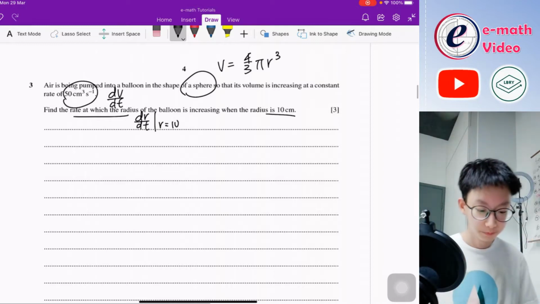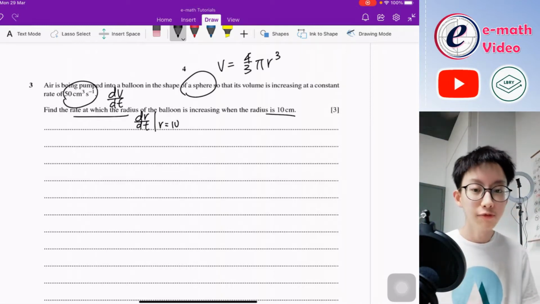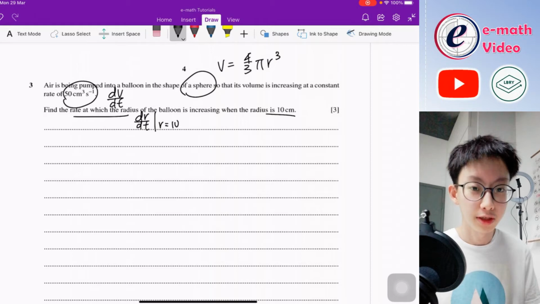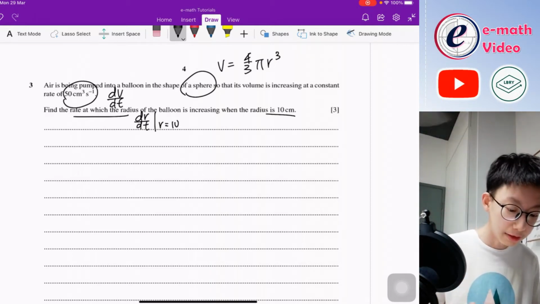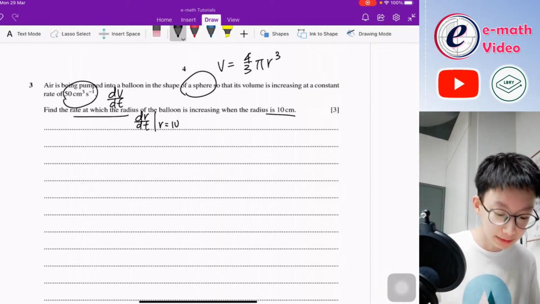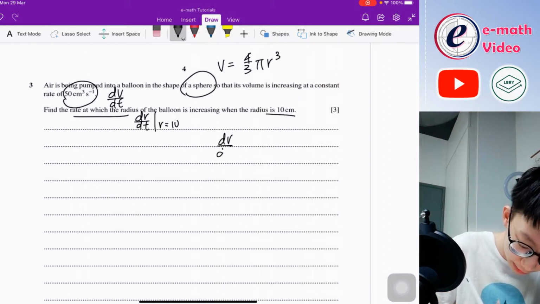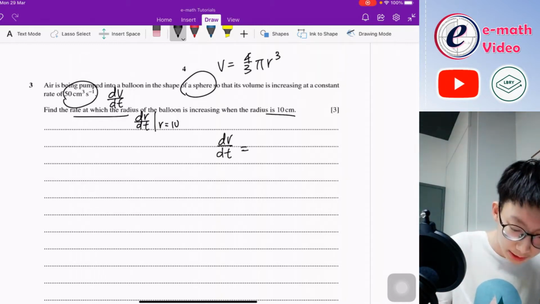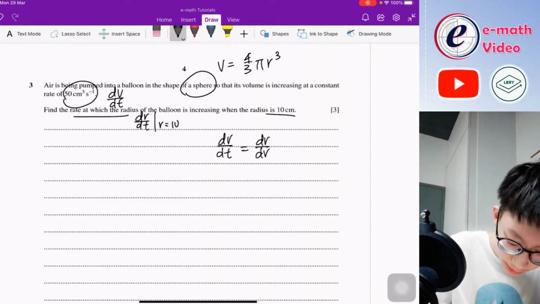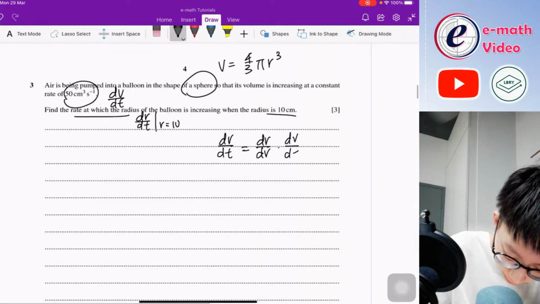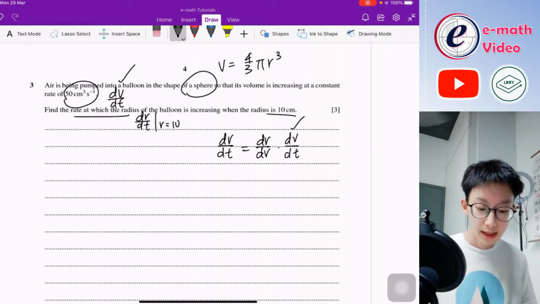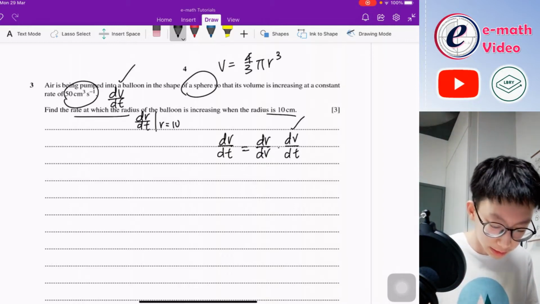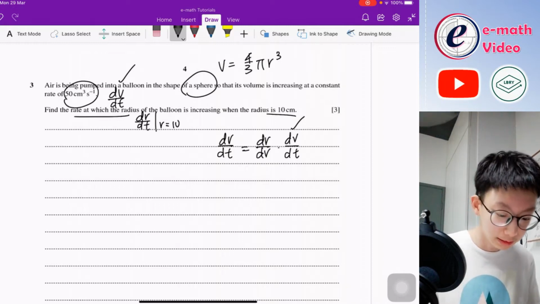It's given here. So obviously when we have a rate of change question, we know that we need to use the chain rule. Our goal is to find dr/dt. How do we get that? It is dr/dV times dV/dt. We already got dV/dt. Now we just need to find dr/dV.